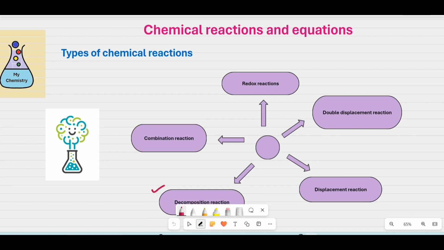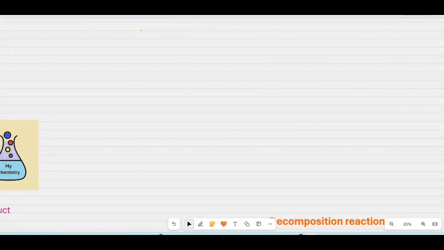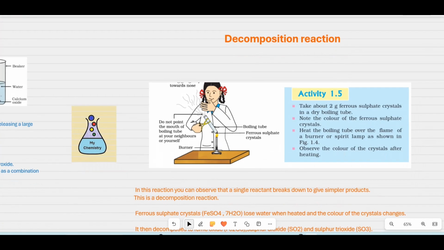So what is a decomposition reaction and what are the examples you have to study, and then we'll see some textbook exercises. There are certain activities given in the textbook, so we will answer some questions based on the experiments. Okay, so let us start the decomposition reaction. I'll show you one video. Okay, so we'll start with an experiment first.